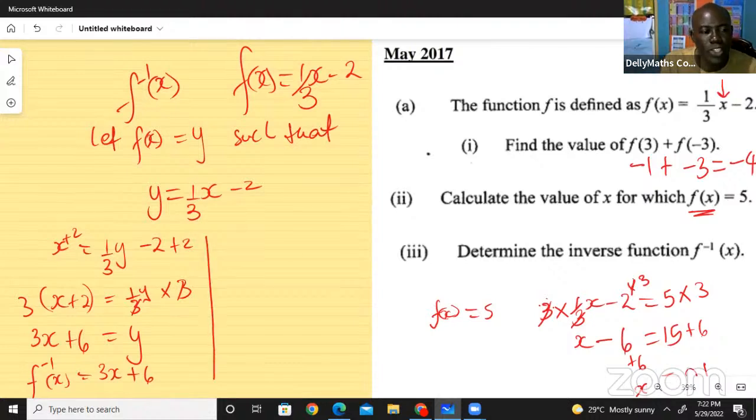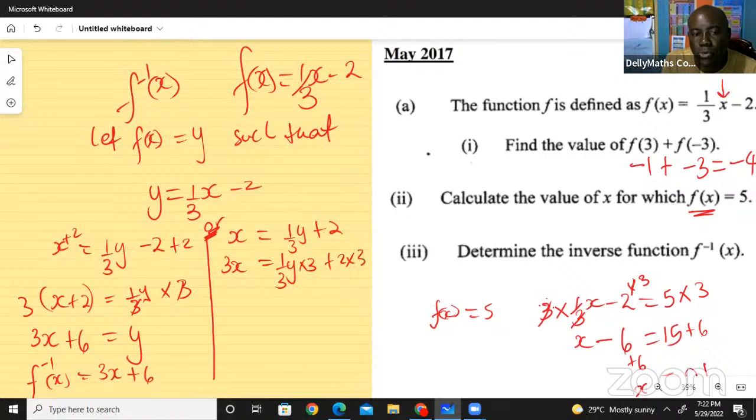Some people, after you reach a certain place, for example, when you reach here and you have x is equal to 1/3 y minus 2, you can multiply through by the 3 as well. So if you never wanted to do it like that down there, you would have had 3x equal to 1/3 y times 3 minus 2 times the 3, because you have to multiply everything. The 3 cancels itself. So you're going to have 3x, which is equal to y plus 6.